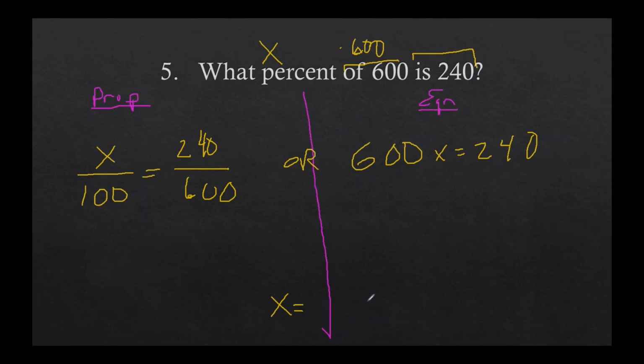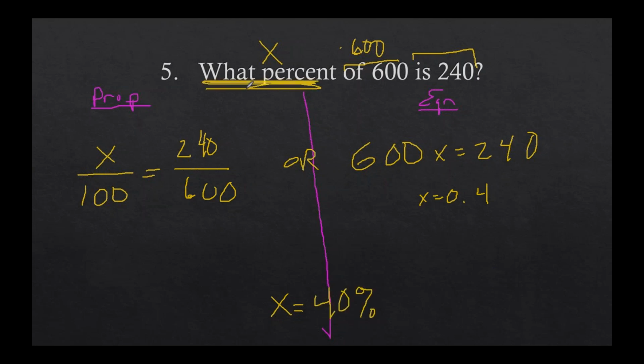Stacy, almost. Amber, almost. You guys did the equation, so you multiplied by 600 and you got x is 0.4. But that doesn't answer the question. 0.4 is a number, right? There you go, Brianna. So 40% is the answer.